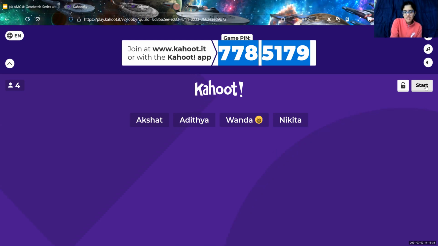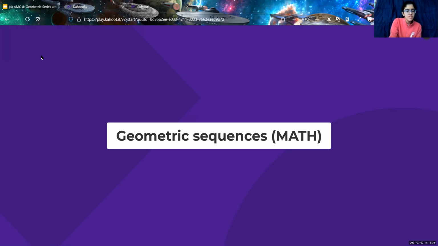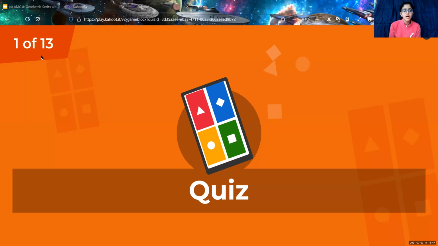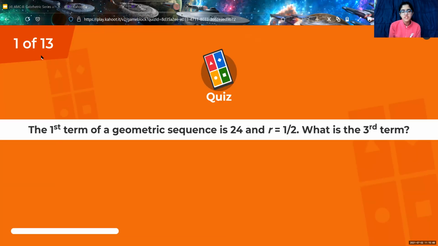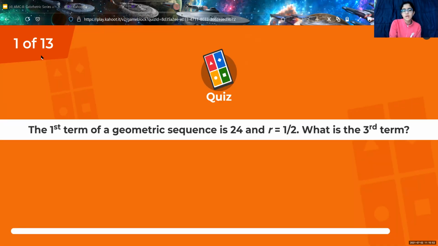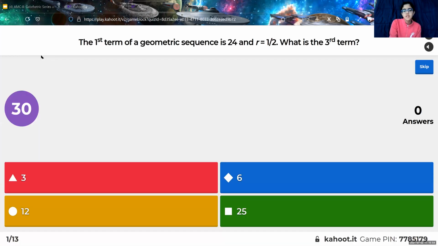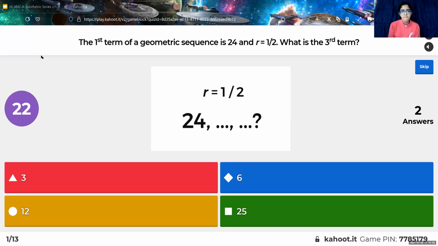Okay, so I shall start this Kahoot. You can join in the middle of the Kahoot, but it would be great if you all could join now. Question number 1. The first term of a geometric sequence is 24 and the ratio is 1/2. What is the third term? Remember, you would multiply by 1/2 3 times, and then you would multiply that by 24.